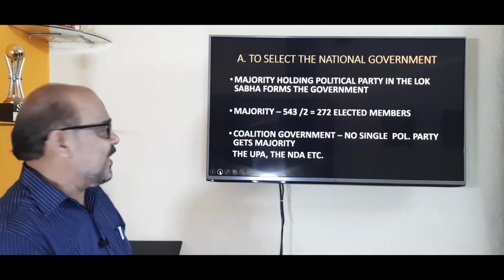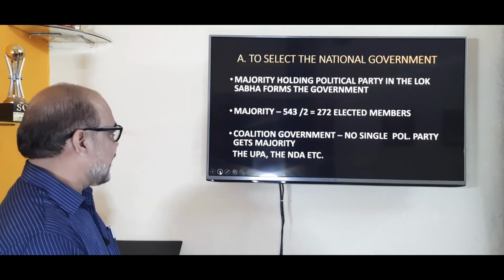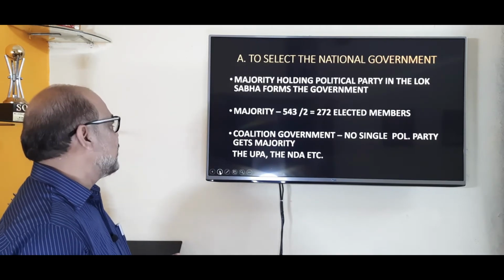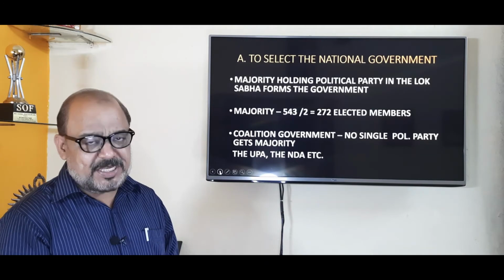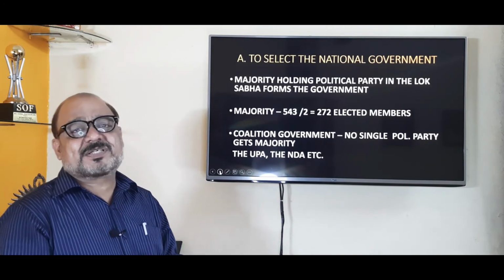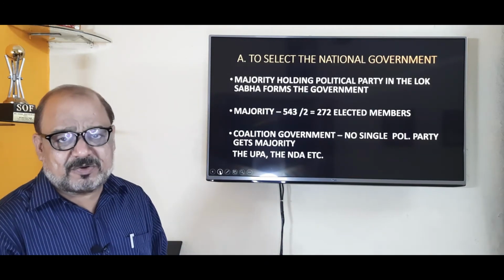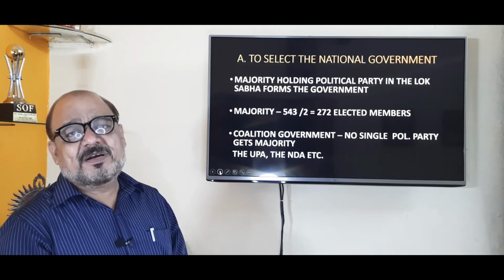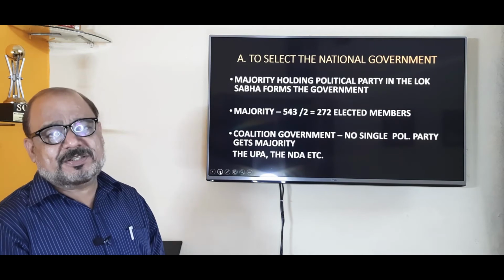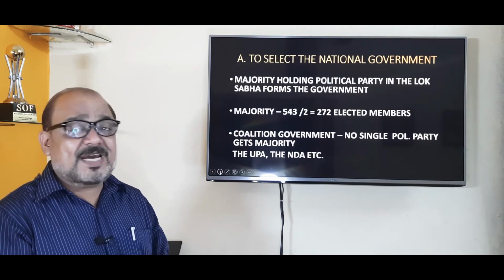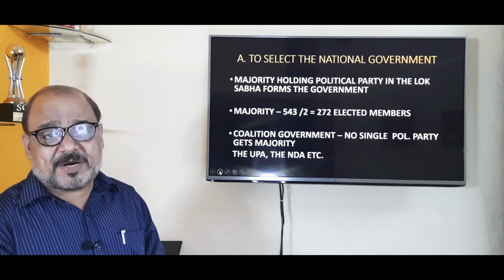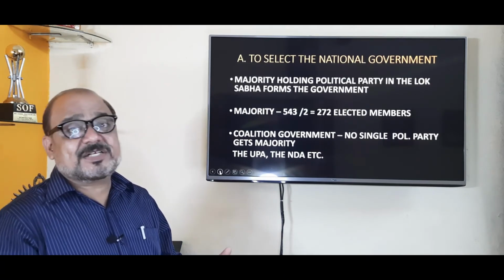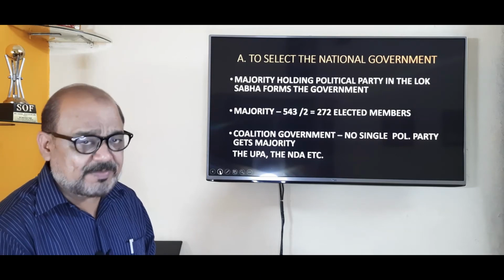Under this, we have to know the following facts. First, the majority holding political party in the Lok Sabha forms the government. Means whichever political party gets more than 50% seats in the Lok Sabha forms the government. And if no single party gets majority in the Lok Sabha, then an alliance of two or more political parties make the government together, and that government is called the coalition government.